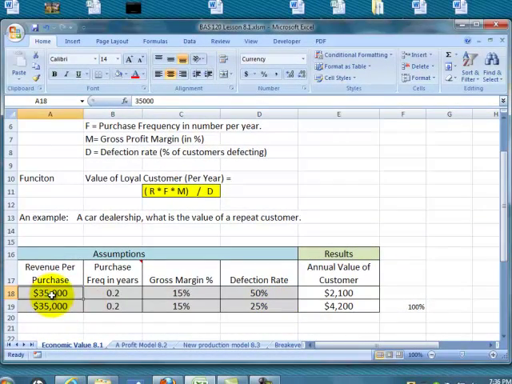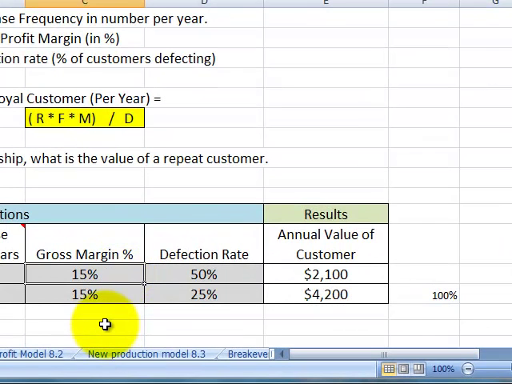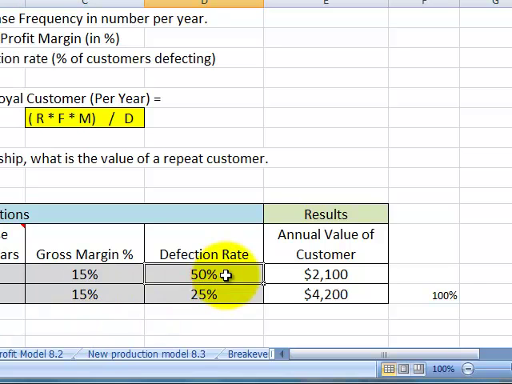Well, if you think about a car, a $35,000 car, let's say people buy a car every 5 years, so that would be 0.2 per individual year. Gross margin rate, we're assuming here about 15%. I've given you two examples: a defection rate of 50%, and then if we can cut that defection rate in half, look what happens to our annual value or profits per customer. It basically doubles from 2,000 to 4,000.